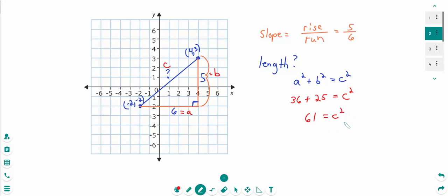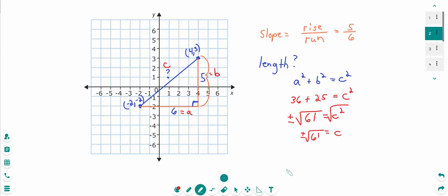And recall how we do this. We can take the square root of both sides. So if I take the square root of this side, it's going to give me a c. And if I take the square root of this side, remember this is going to have to be a plus or minus square root. The plus or minus square root of 61, it can't be reduced. So it is a plus or minus square root of 61. That's just as far as we can go.